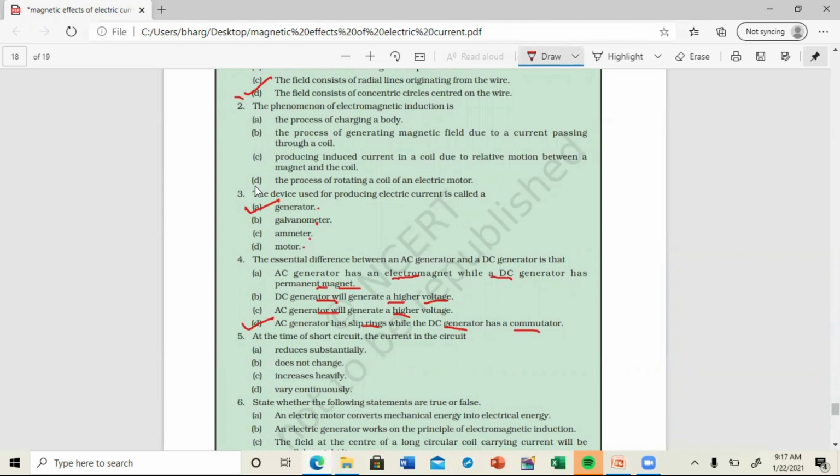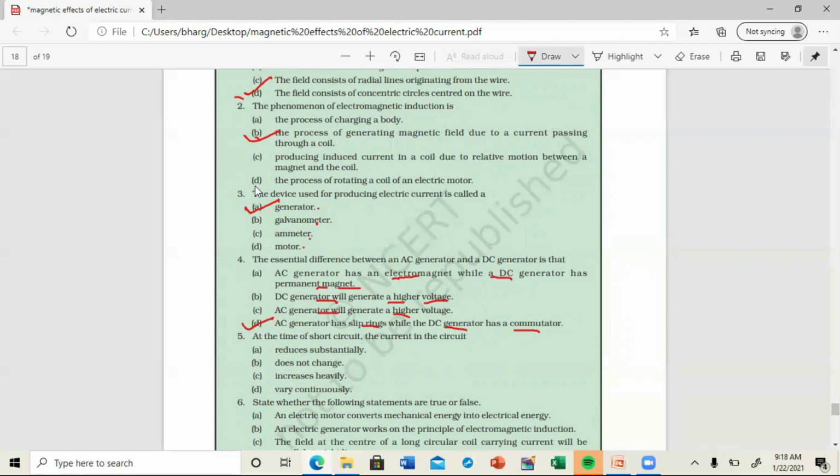The phenomenon of electromagnetic induction is the process of charging a body? No. The process of generating an electric magnetic field due to the current passing through? No, that is also not the correct answer. The device used for producing electric current is called a generator, galvanometer, ammeter, or motor. A, the generator is the correct answer.